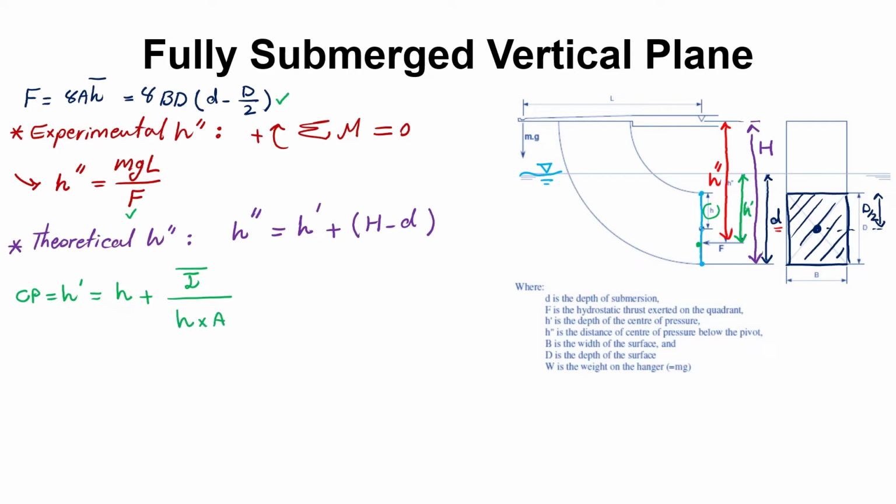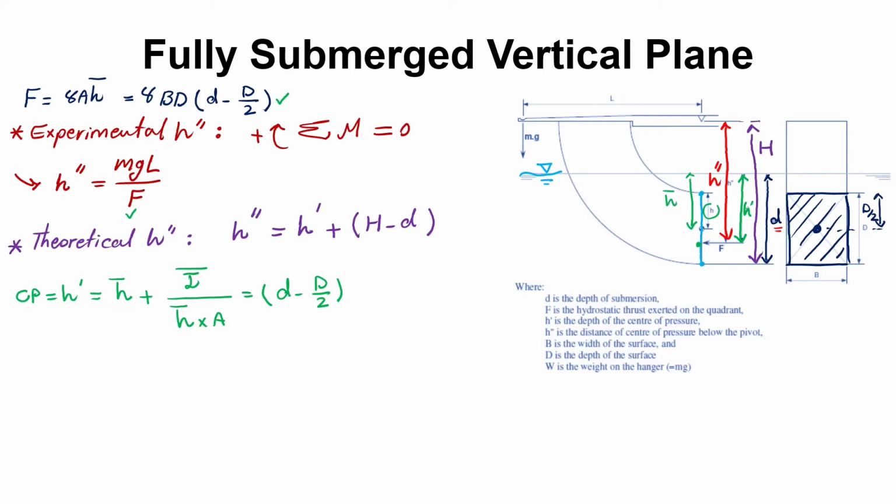Okay, and let's write this value. This is D minus D to the power 2. One thing that I want to show you over here, this H should be H bar, because this should be the distance from the surface of water all the way to the centroid. So this is H bar.